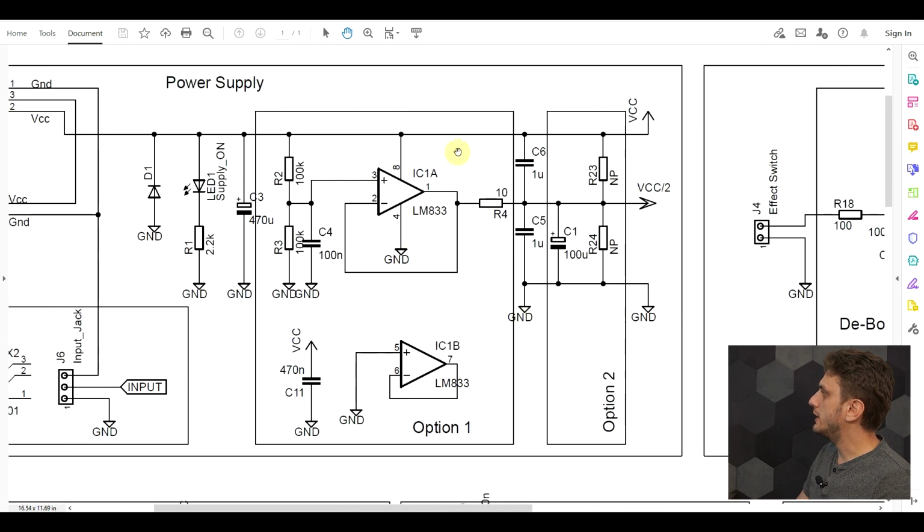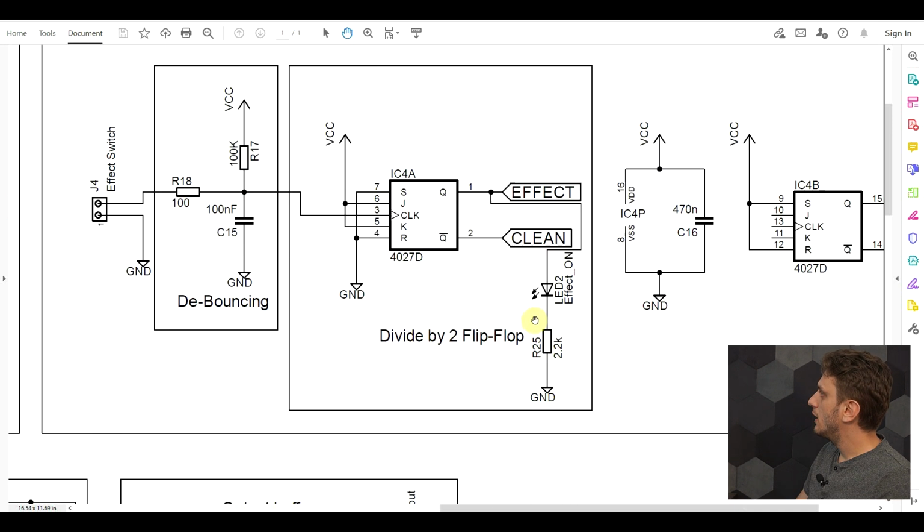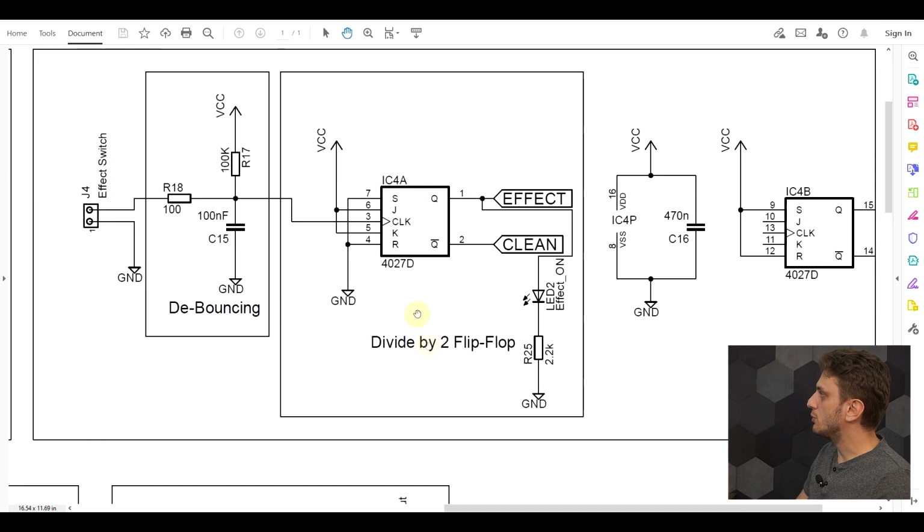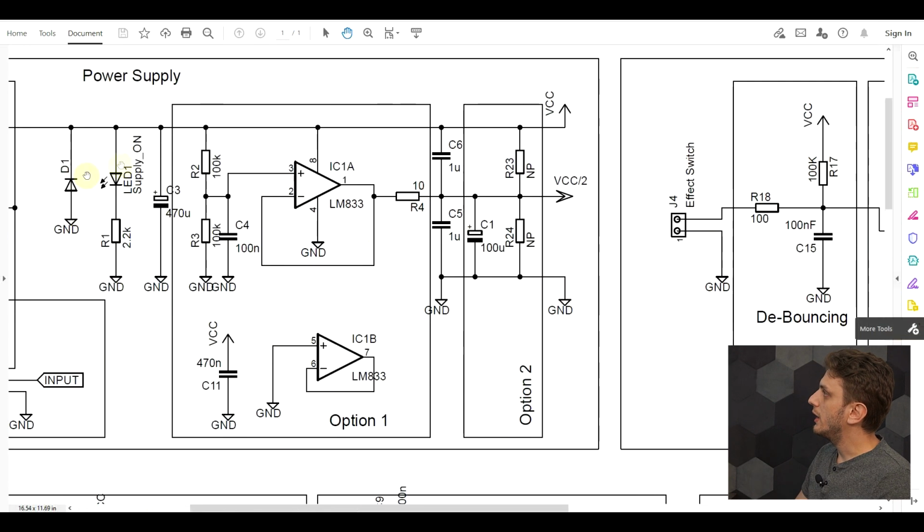Now afterwards, I added the two options for the circuit that can supply our half voltage point, so either a resistor divider or the op-amp solution. I have my digital circuitry, so built around the JK flip-flop. We got our FX switch connector, we got the debouncing circuitry, the flip-flop itself. I also have some LEDs, one to show me that I'm having an affected signal going through the circuit, and one to show me that the device is supplied.